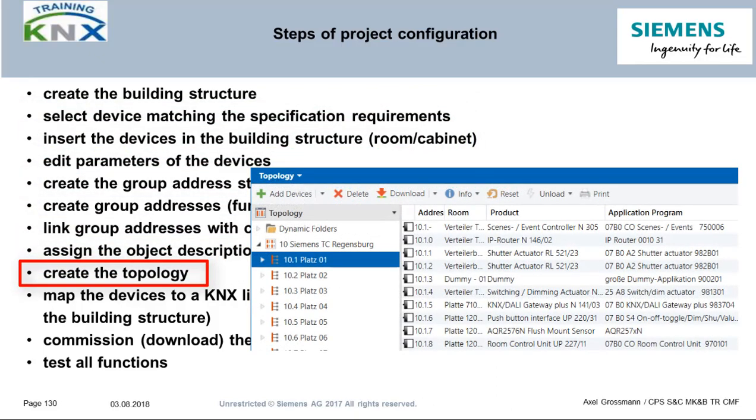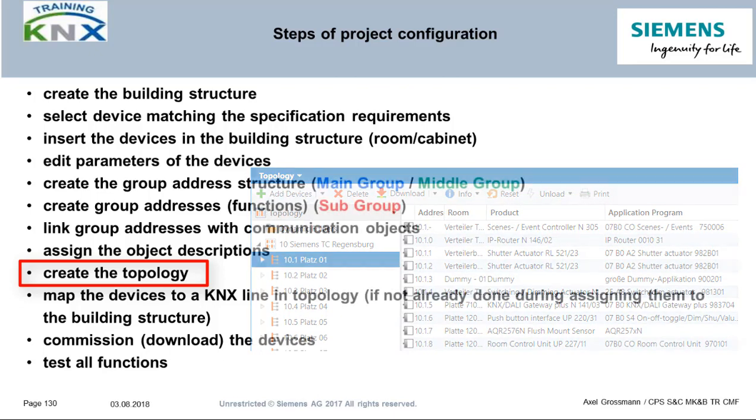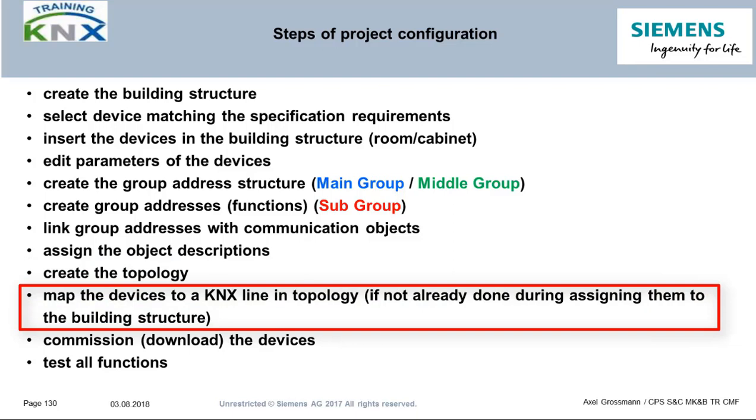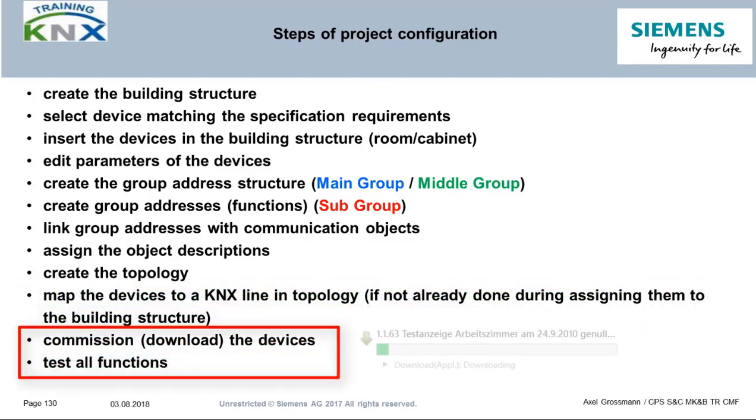Please refer to the chapter Coupling of Lines to see a sample of how to establish a reasonable topology in a building structure. When you create the topology before inserting devices, you have the option to assign all building view elements already to the lines. Whenever inserting bus devices now, they will automatically receive a suitable individual address. When the project is finished, the commissioning phase starts. In this phase, you download all devices and run the function tests.